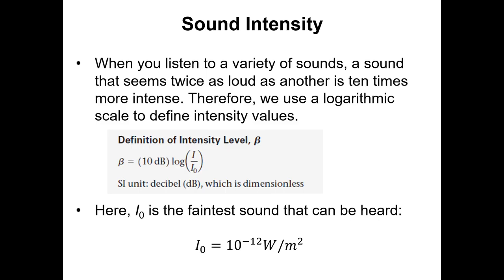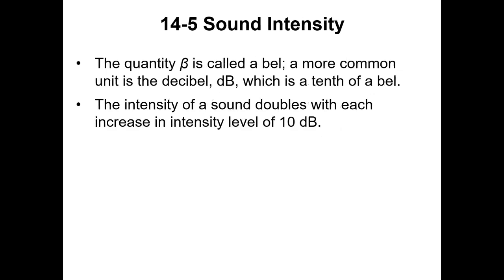So remember, I want to also convince you why we use the log scale. In addition to the fact that when you increase the intensity tenfold, the sound level seems to only double. We will see that in the next two slides. So beta is called the bell, and the unit that we use is the decibel. It says here the intensity of sound doubles each time you increase the intensity level by 10 decibels, and we will also see why this is the case.